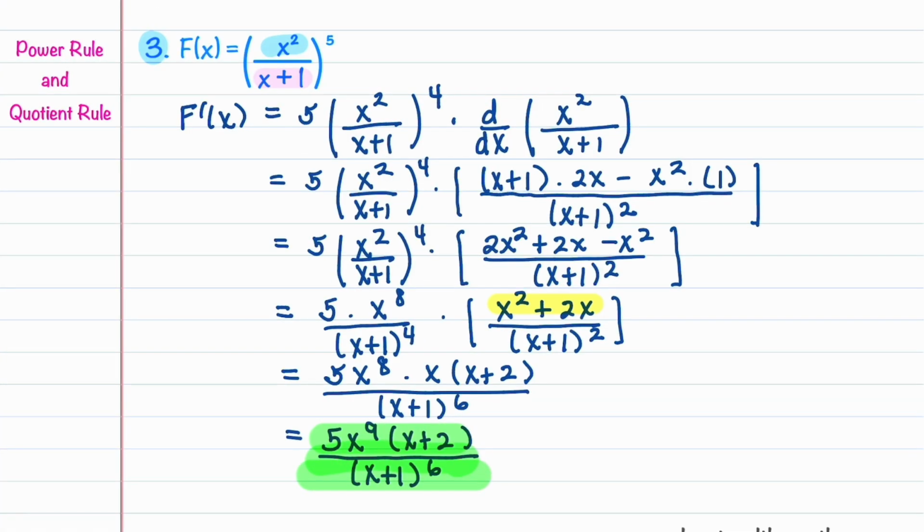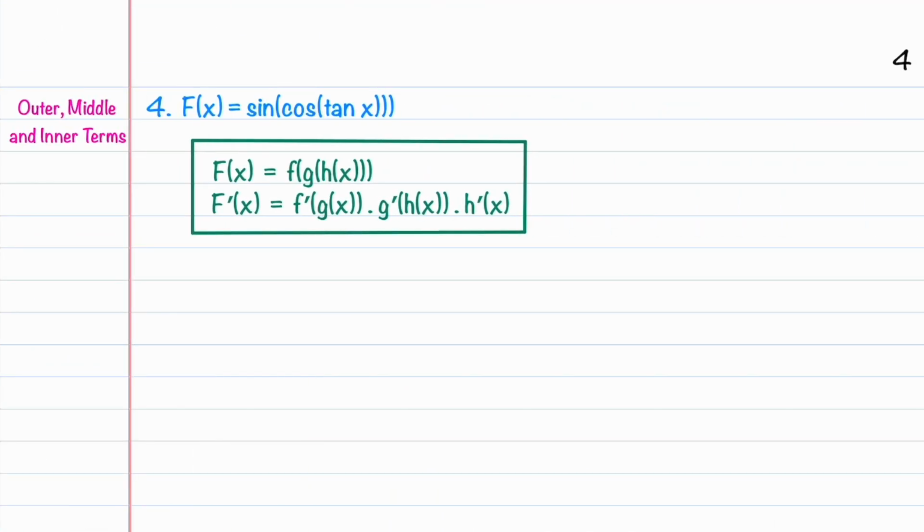Hang with me, we have one more to do, and it's different because it involves trig functions, and it also has an inner, middle, and outer term. Here's our fourth example. We are going to take the derivative of sine of cosine of tangent x. Since this function has an inner term, a middle term, and an outer term, I went ahead and wrote down the formula for our derivative.